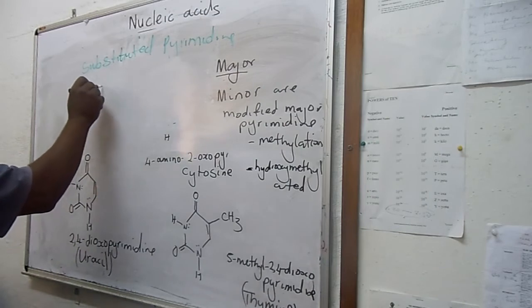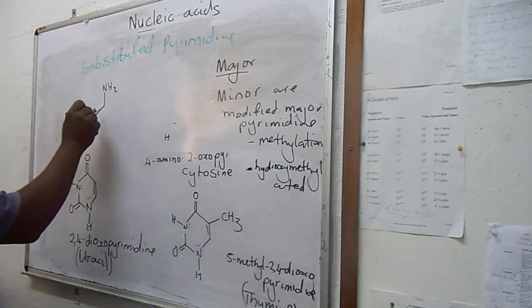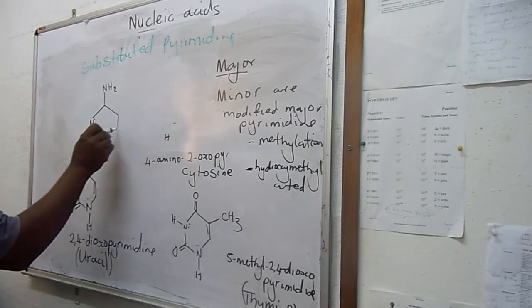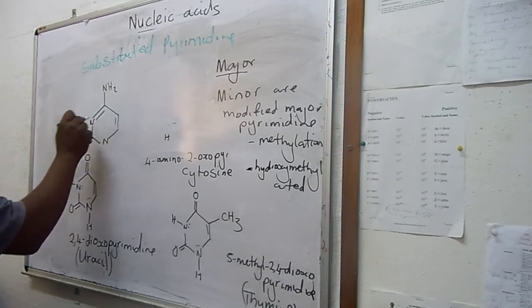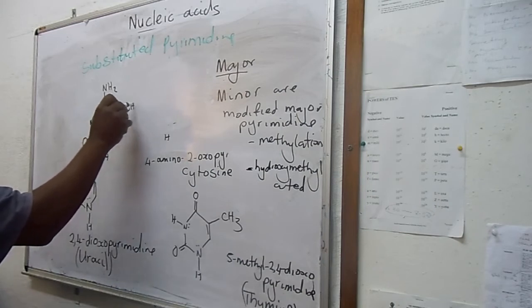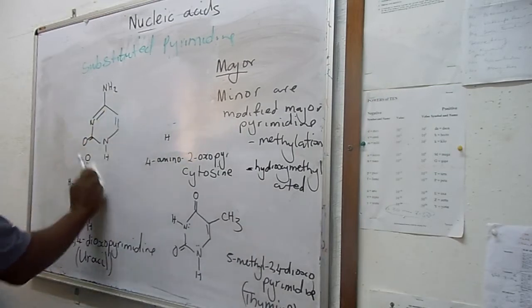Let me say, if I pick cytosine. Okay, this is my cytosine. This is our cytosine. The cytosine, sorry, this is not cytosine. This is cytosine.